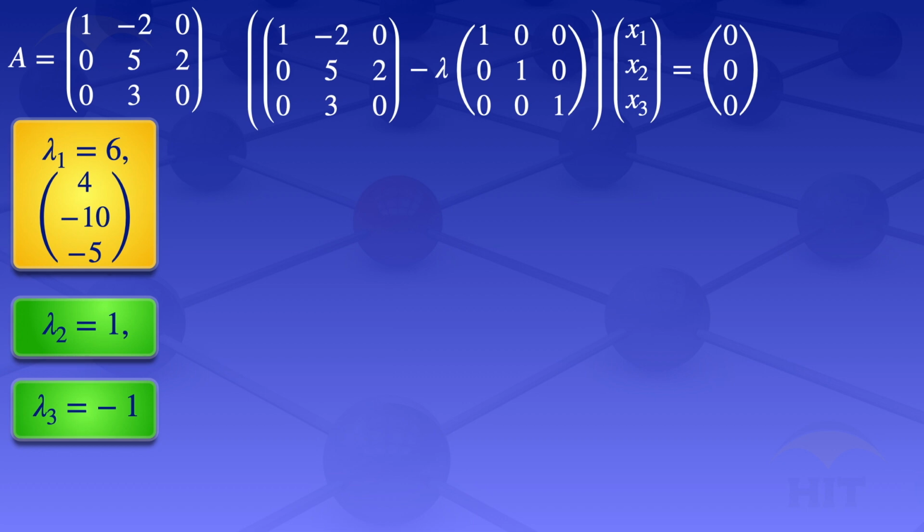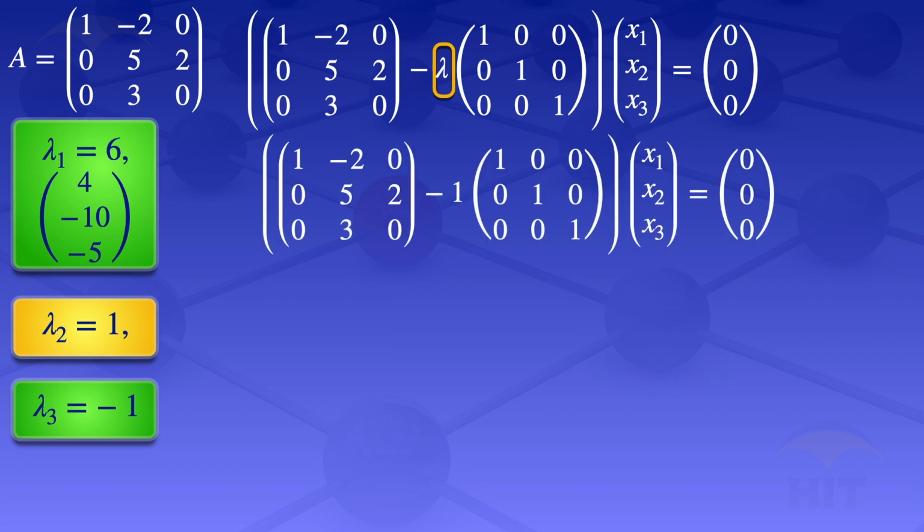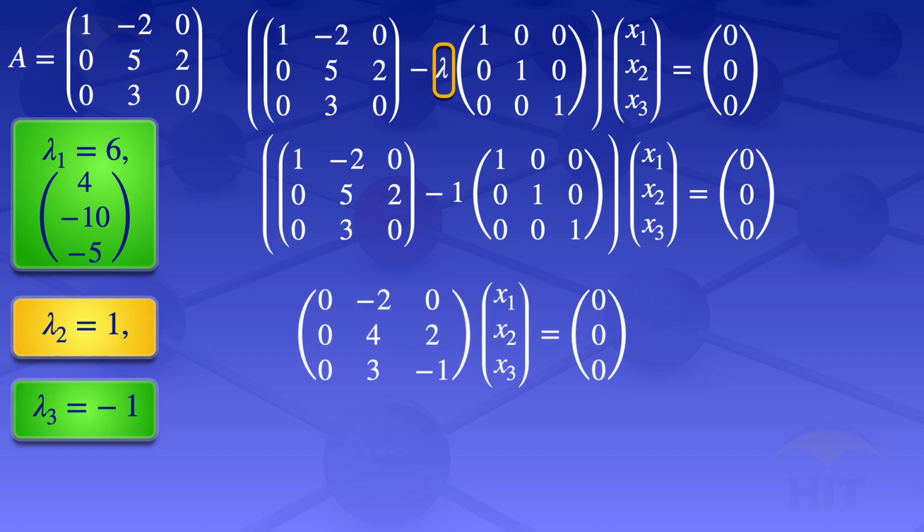We now move on to the second eigenvalue, lambda equals 1. So we are substituting 1 where we have that lambda, and we would have the matrix A minus 1 multiplied by the identity matrix, multiplied by the column vector x, is equal to the 0 vector. So what it will result in is subtracting 1 from the elements on the diagonal of the matrix A there, and when you subtract 1 from the elements on the diagonal, the result will be 0, minus 2, 0; 0, 4, 2; 0, 3, minus 1, multiplied by the vector x is equal to the 0 vector.